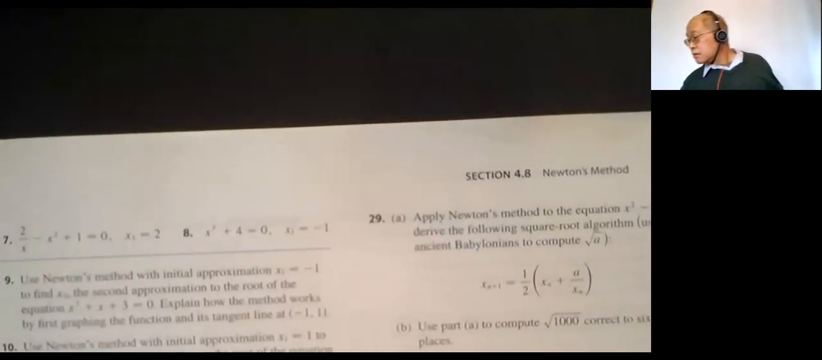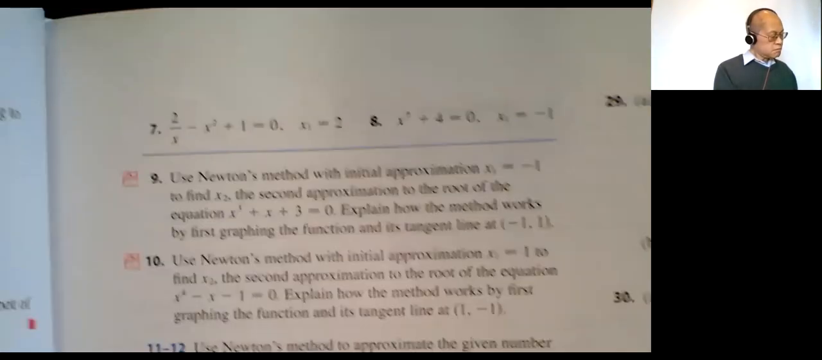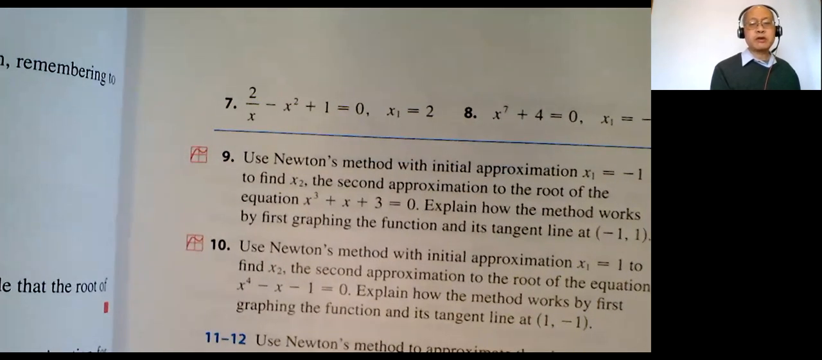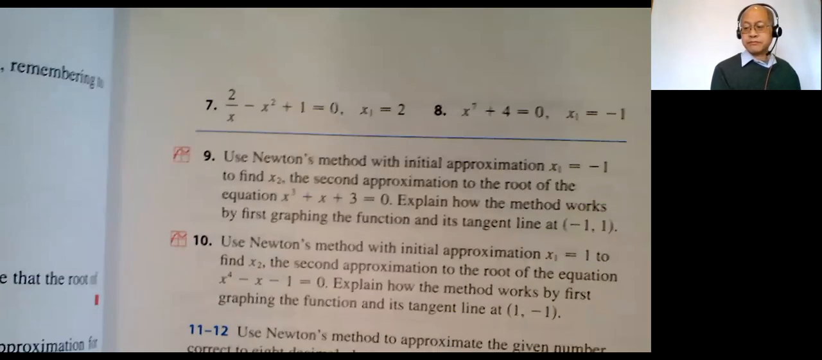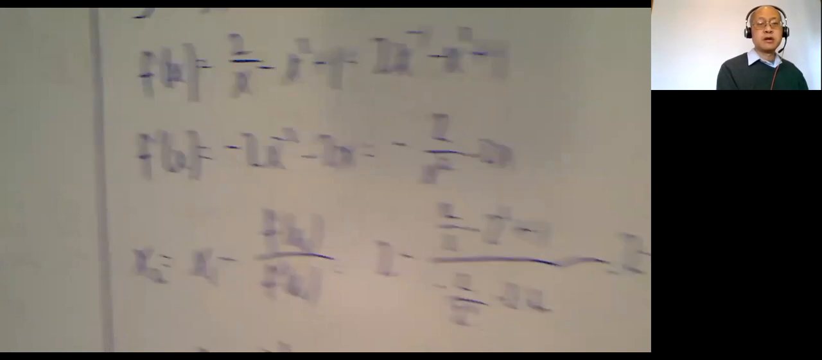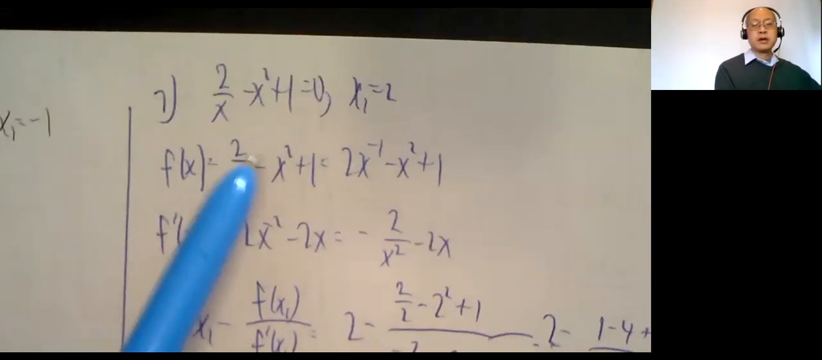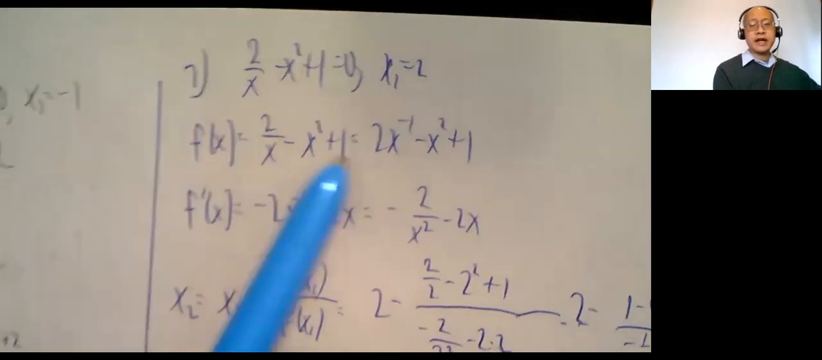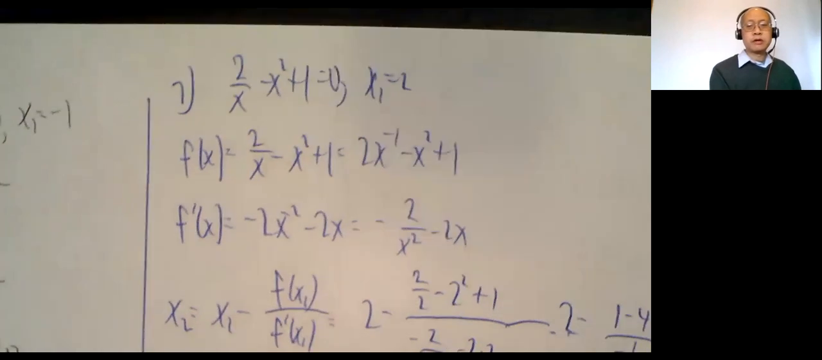Moving right along. Number 7: 2 over x minus x squared plus 1 equals 0, with x1 equals 2. So your first guess is 2. In order for me to take the derivative, let me rewrite this as 2x to the negative 1 minus x squared plus 1.